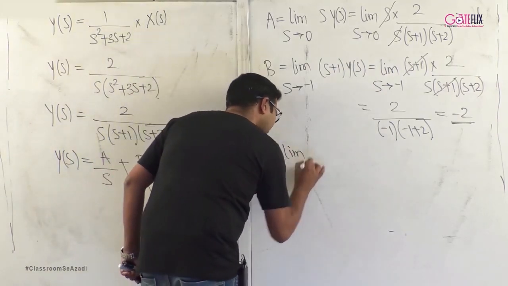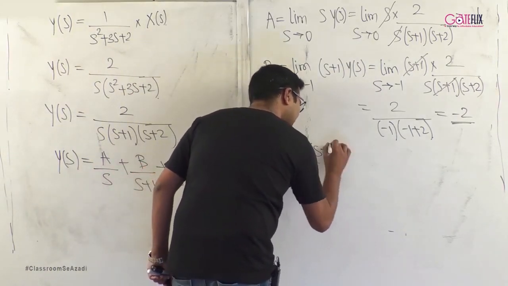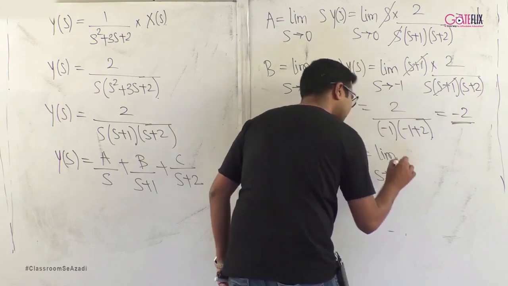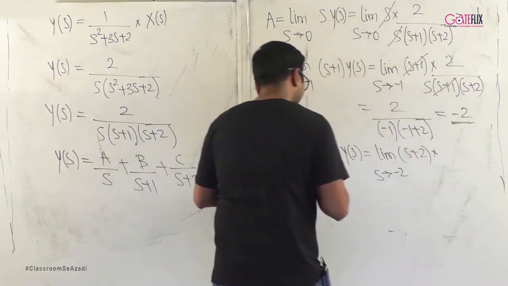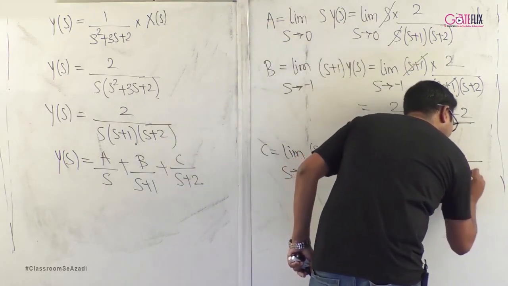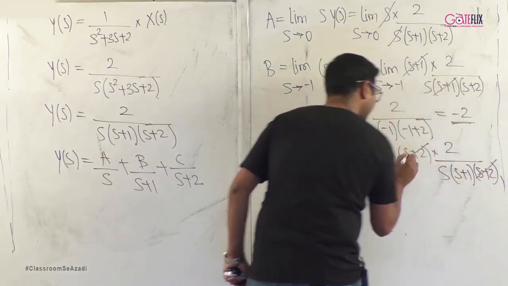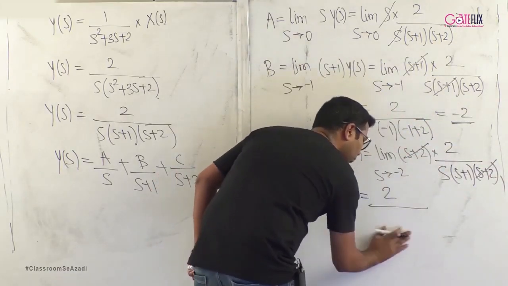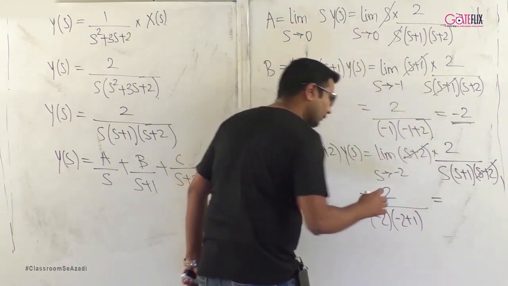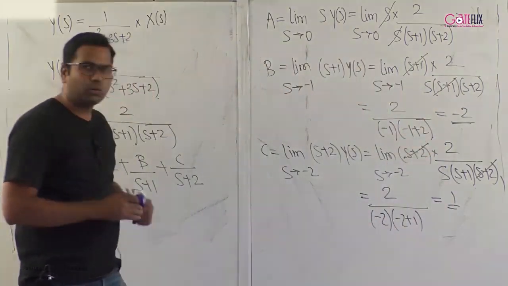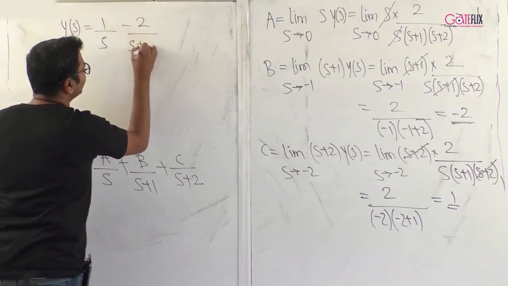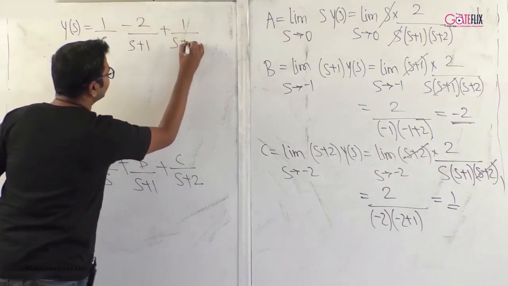Similarly, we find the value of C, which will be limit s tending to minus 2, (s+2) into Y(s). Therefore, limit s tending to minus 2, (s+2) into 2 upon s(s+1)(s+2). S+2 will get cancelled. So this comes out to be 2 upon minus 2 into minus 2 plus 1. Therefore, the value of C comes out to be 1, so Y(s) is 1 by s minus 2 by s+1 plus 1 by s+2.